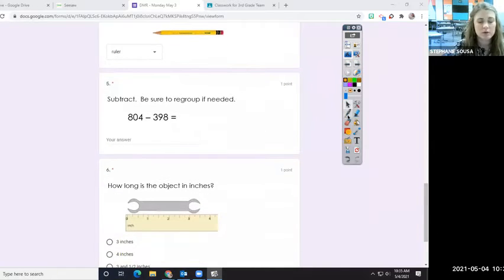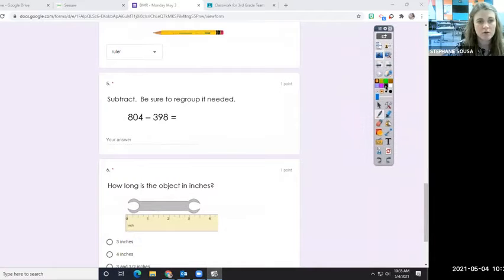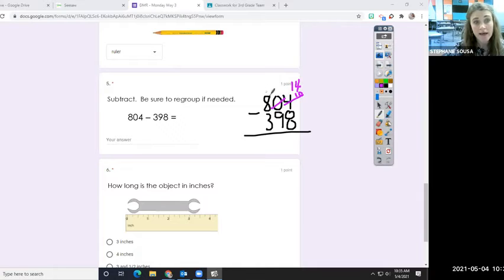Subtract. Be sure to regroup if necessary. I know that this is going to be difficult in my head. So I'm going to write it out on a piece of notebook paper or a whiteboard that I have. 8 subtract 4 is impossible. So I'm going to regroup it into 14 ones because, oh, I can't borrow from the tens because there's nothing there. Oh, I got to double borrow. We're going to borrow from the hundreds. That's going to give us 10 tens.